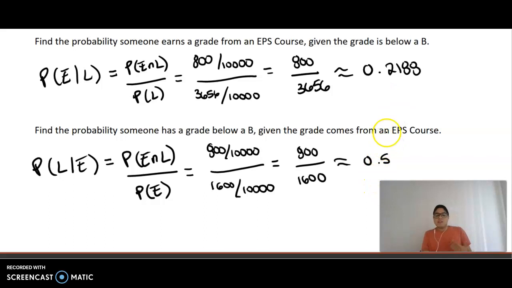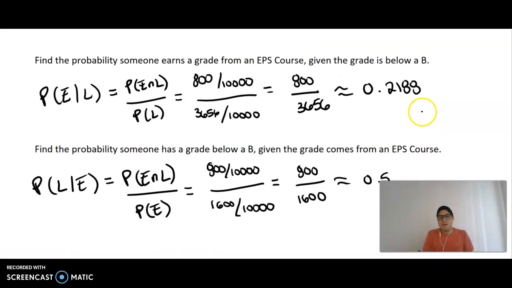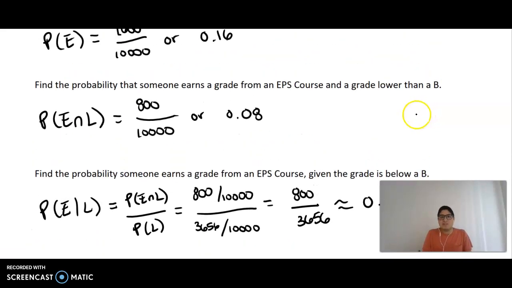So we can see here, now we can compare these probabilities, that it's more likely that you are going to get a grade below a B, given that you come from EPS, than it would be to come from EPS, given that the grade is below a B. A lot of hoopla, but it's really just practicing where everything goes.